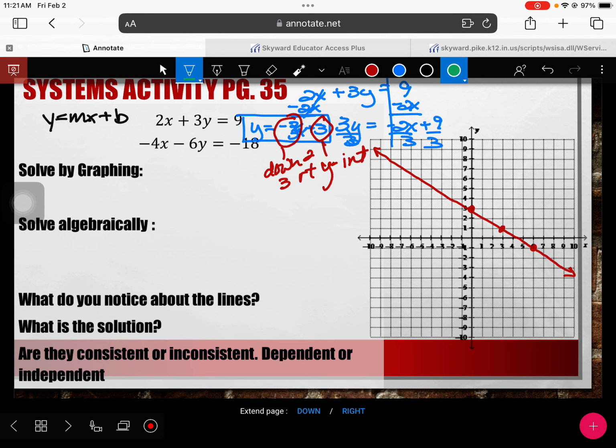Negative 4x minus 6y equals negative 18. I'm trying to isolate the y. So, Aaron, what would I do here mathematically? Trying to solve for y. Okay, I should add 4x to both sides. So x's cancel out, and negative 6y is equal to 4x minus 18. I'm solving for y, so divide by negative 6, divide by negative 6, divide by negative 6. Y is equal to negative 4/6 x.